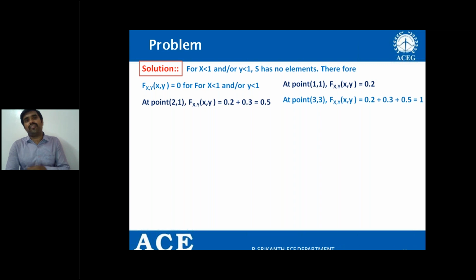That is, F_{X,Y}(x, y) equal to probability of X less than or equal to 3, Y less than or equal to 3. That is, before the point (3, 3), we have two elements or 2 points. One is (1, 1), other one is (2, 1). Therefore, the total probability becomes probability at (1, 1) plus probability at (2, 1) plus probability at (3, 3). The total probability will be 0.2 plus 0.3 plus 0.5, which is equal to 1. Anyway, from that point, we don't have any element given, only 3 points.